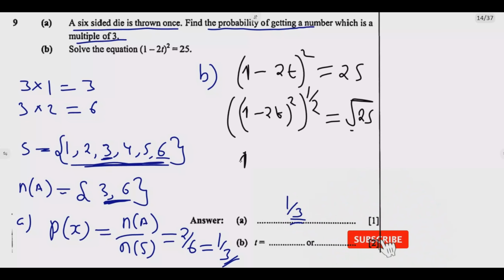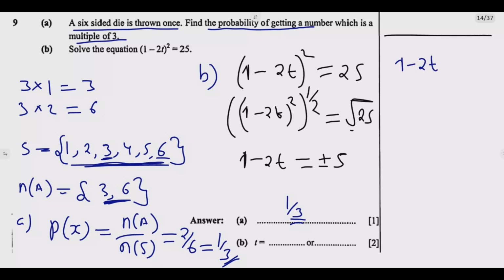So we are going to mean that 1 minus 2t is equal to. Now, because it's a square root, we are asking which number can you multiply by itself to get 25? There are 2 possible outcomes. 5 times 5 is 25. Negative 5 times negative 5 is 25 also. So we are going to say it's either positive or negative 5. That's why we have these 2 possible outcomes. So I'm going to use this space here.